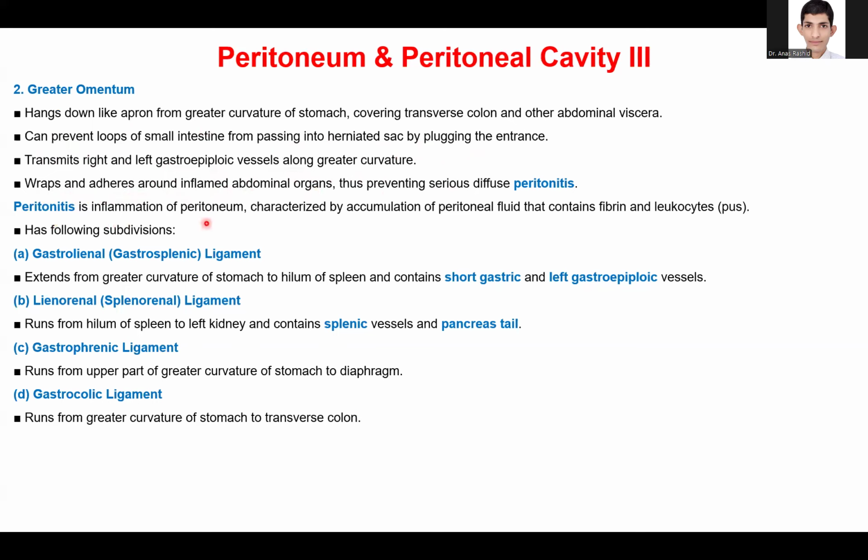Peritonitis is basically inflammation of the peritoneum, characterized by accumulation of peritoneal fluid that contains fibrin and leukocytes. That's the pathology. The greater omentum has the following subdivisions. First is the gastrolienal or gastrosplenic ligament. Others are the lienorenal or splenorenal ligament, the gastrophrenic ligament, and the gastrocolic ligament.